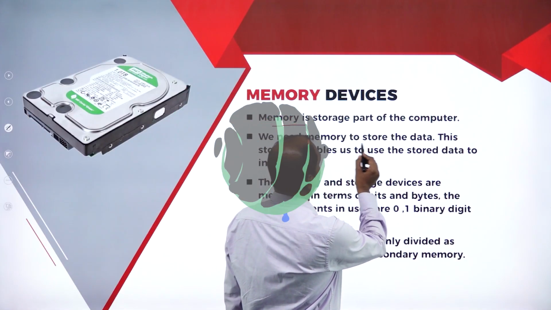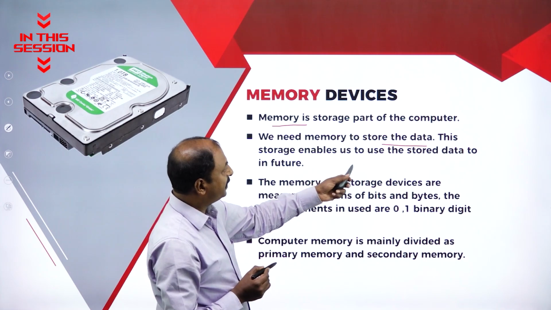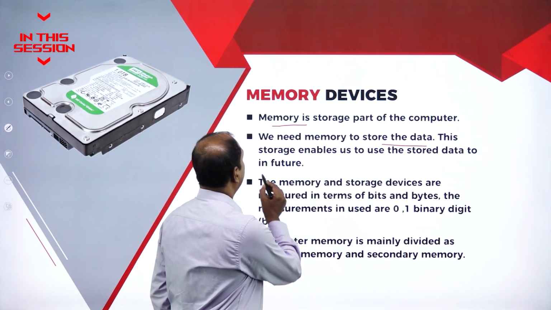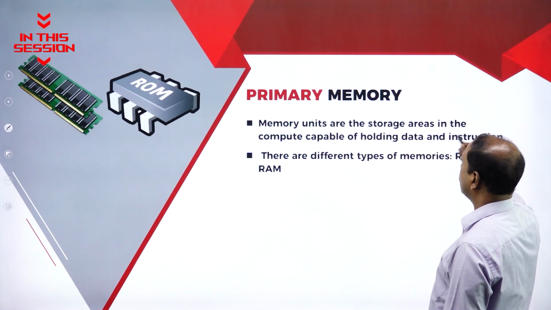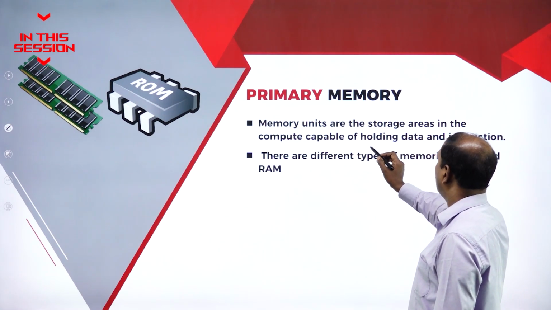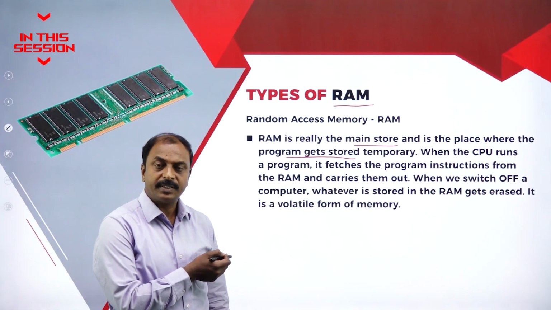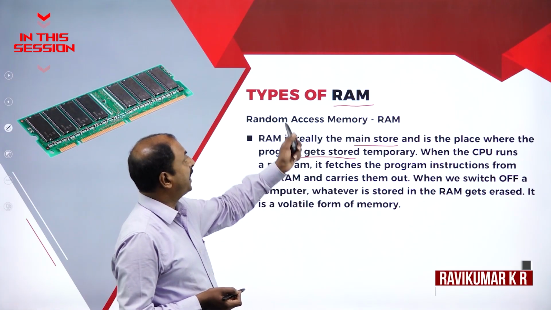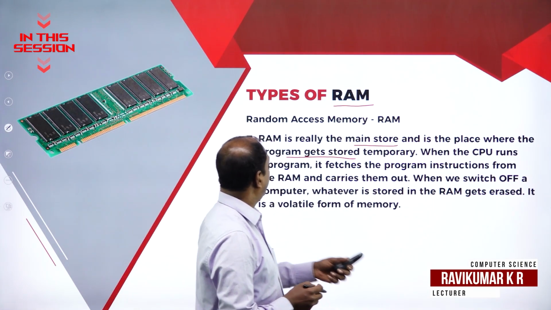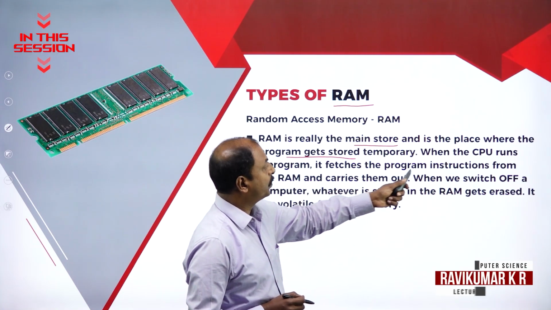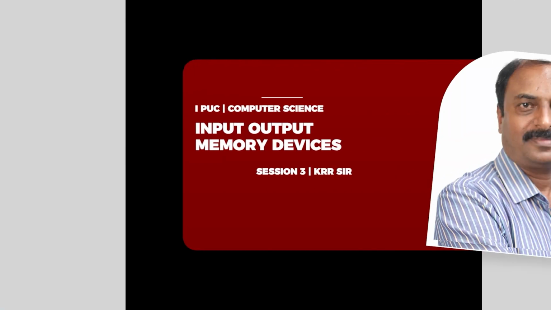We need computer memory to store the data. This storage enables us to use the stored data in future. Memory units are the storage areas in the computer capable of holding data and instructions. ROM is a permanent memory, but RAM is a temporary memory. When the CPU runs a program, it fetches the program instructions from the RAM and carries them out.